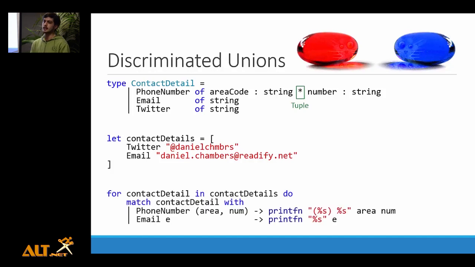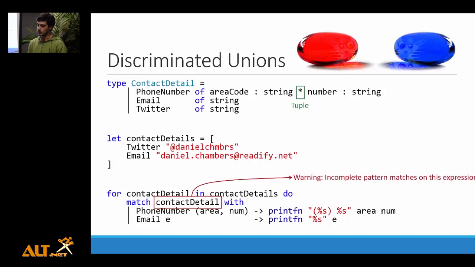Now, at runtime, we need some way of figuring out which type we have on hand. So to do that, we use a match expression. So here we've basically done a loop. We've looped over each of the contact details, and we've gone match contact detail with, and then we've listed the types we want to match against. So we've matched against phone number, we've matched against email address. And you can see that we've decomposed that tuple inline there for us. And in each of the cases, we've printed out something different. Now, the astute among you may have noticed that we missed out the Twitter case here.